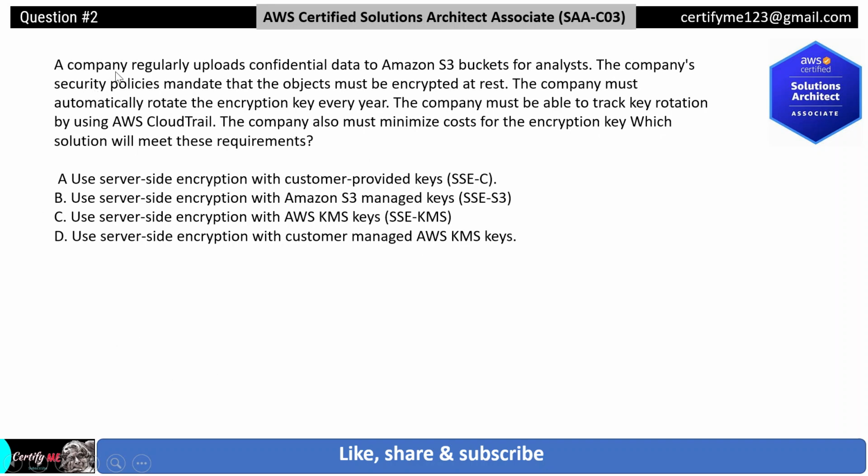So the second question is, a company regularly uploads confidential data to Amazon S3 buckets for analysts. The company's security policies mandate that the objects must be encrypted at rest. The company must automatically rotate the encryption key every year. The company must be able to track key rotation by using AWS CloudTrail. The company also must minimize the costs for the encryption key. Which solution will meet these requirements?